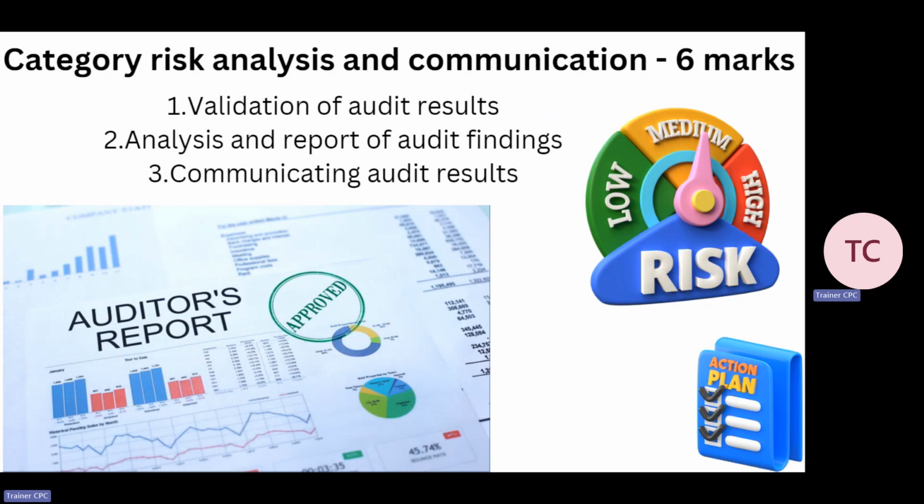Next, coming to category risk analysis and communication. From this, you will be getting 6 multiple choice questions. So after conducting an audit, we will discuss the steps in the audit in the previous chapter itself, the types of audit and what are the steps involved in auditing. After conducting an audit, we need to publish the result. We need to write the report, and this report should be submitted to the hospital, and we need to communicate this report to the hospital.